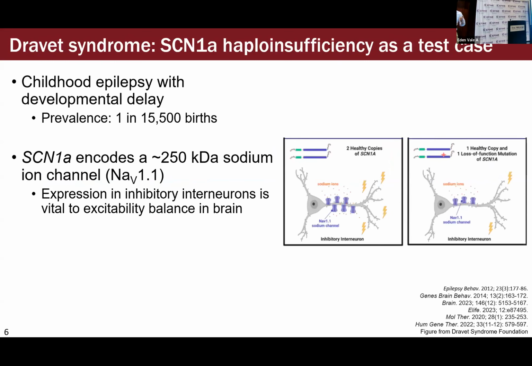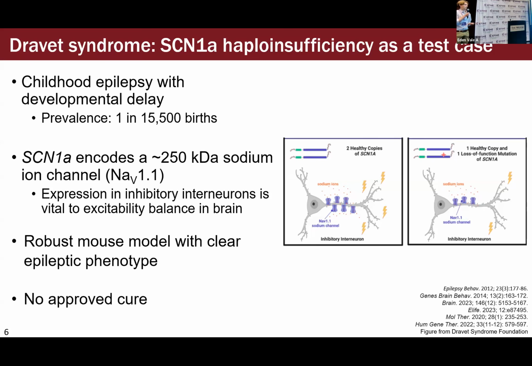So to answer the question of whether we could apply CERTS to a disease as a proof of concept, I selected and started developing CERTS around Dravet syndrome. Dravet syndrome is a haploinsufficiency of a gene called SCN1A, which encodes a sodium ion channel, NaV1.1. And it's a true haploinsufficiency in that 50% expression of this NaV1.1 protein leads to damage to the excitability balance in the brain and results in a childhood epilepsy.